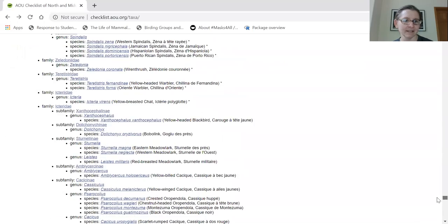Our next family, Icteridae. Icteridae are our blackbirds and cowbirds. And so the most common icterids in the Puget Trough would be your red-winged blackbird, your brown-headed cowbird, and also western meadowlark. So meadowlarks are also in this family.